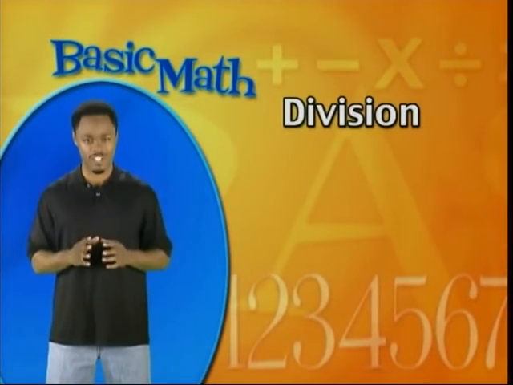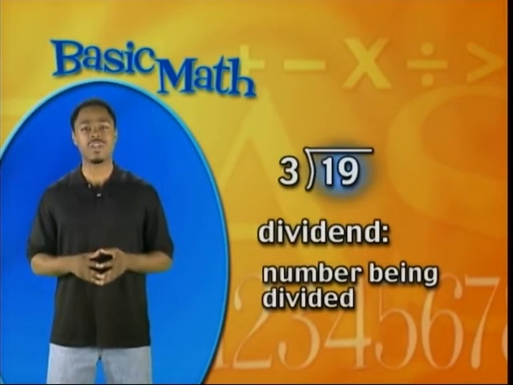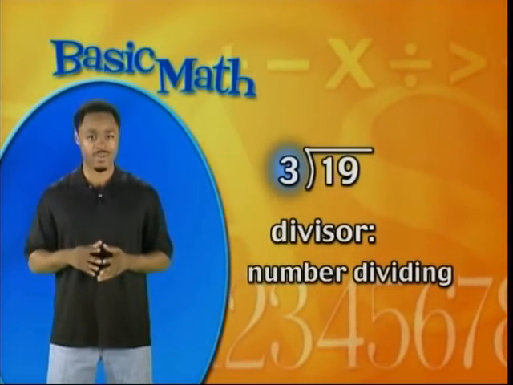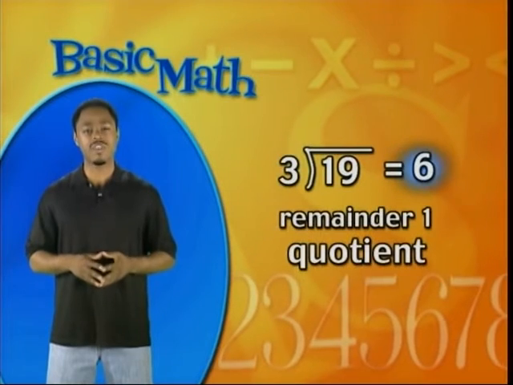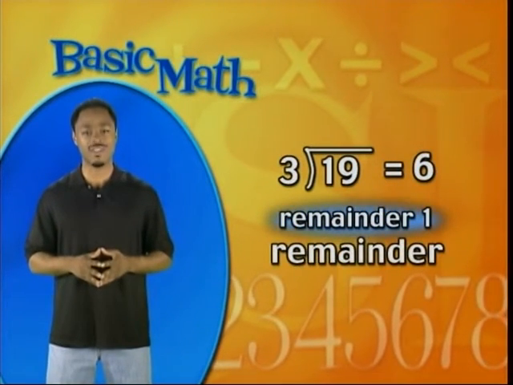Division is the process of breaking down numbers into equal groups. The dividend is the number being divided. The divisor is the number doing the dividing. The answer is called the quotient, and the part left over is the remainder.